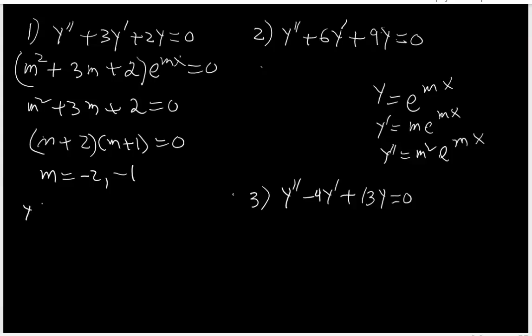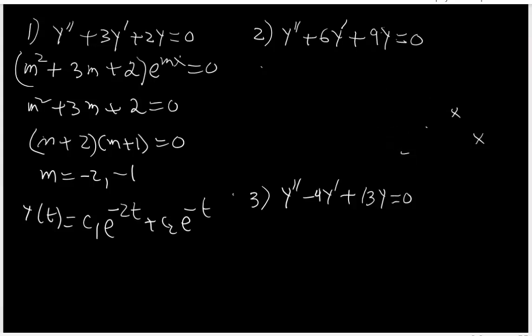So the general solution of this differential equation is c1 e to the -2t plus c2 e to the -t. Or first you can write c1 e to the -t and then plus c2 e to the -2t. It doesn't matter. Okay, so we have seen our first example, where the roots are real and distinct. Now we will take the second one.